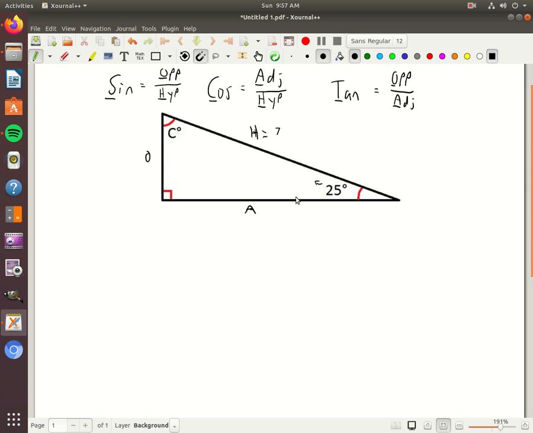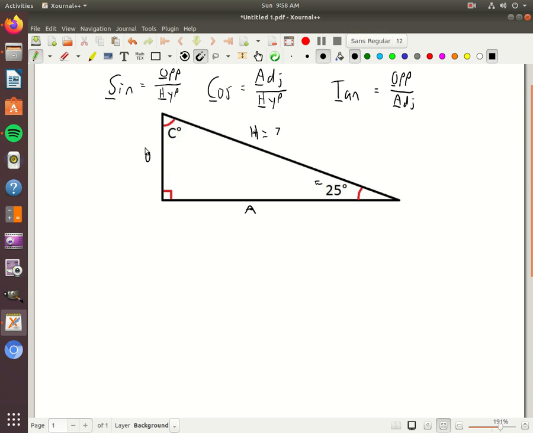So at this point, if I want to figure out what the O is, I need to know a few of these things here. I can use, let's see here.